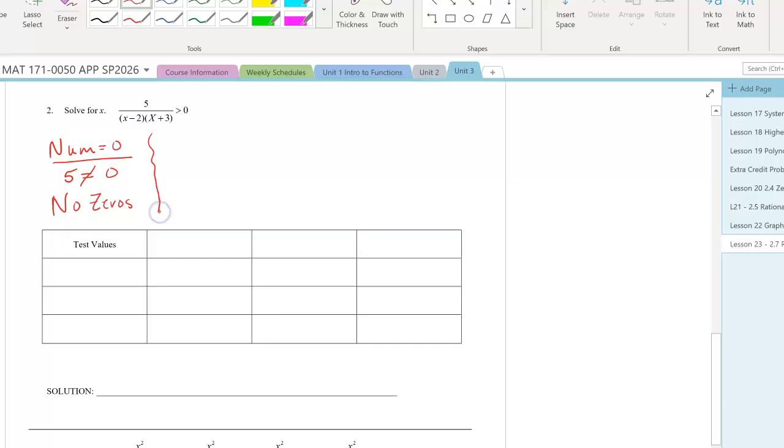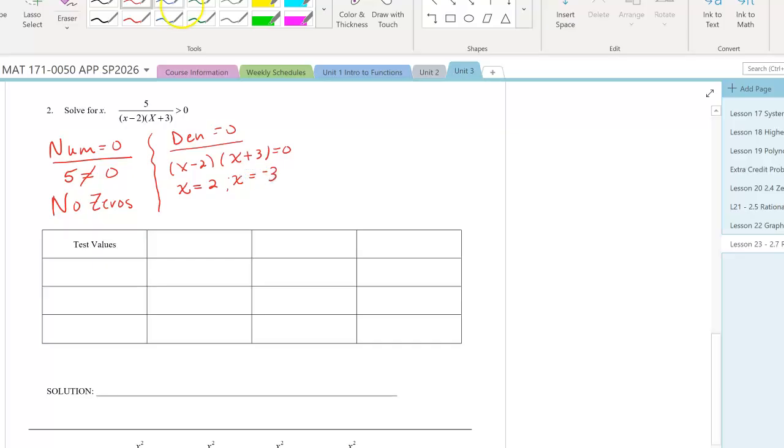We also need to figure out where the function is undefined. Those are other critical values. That's where the denominator is equal to 0. So that gives us (x minus 2)(x plus 3) equals 0. And since this one is already factored, we're just going to take those factors and set them equal to 0. So this one gives us x equals 2, and this one would give us x equals negative 3.